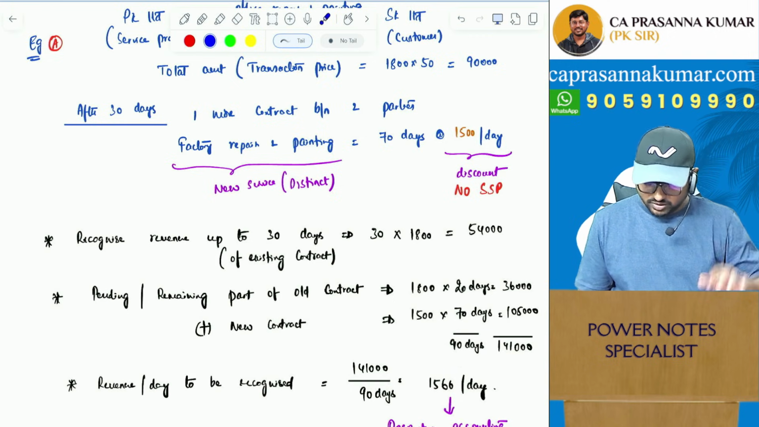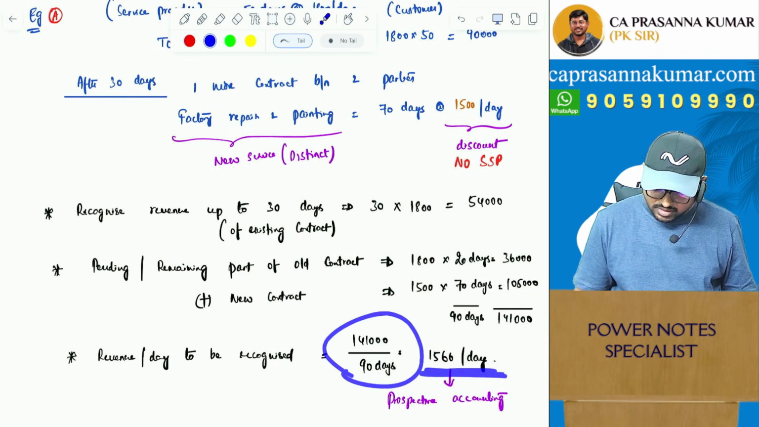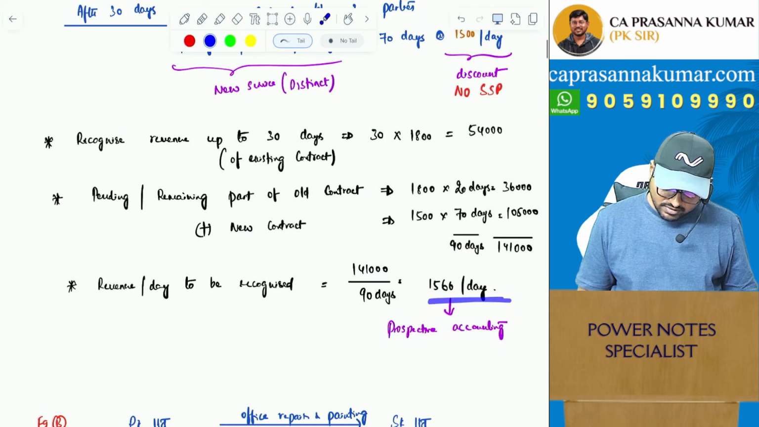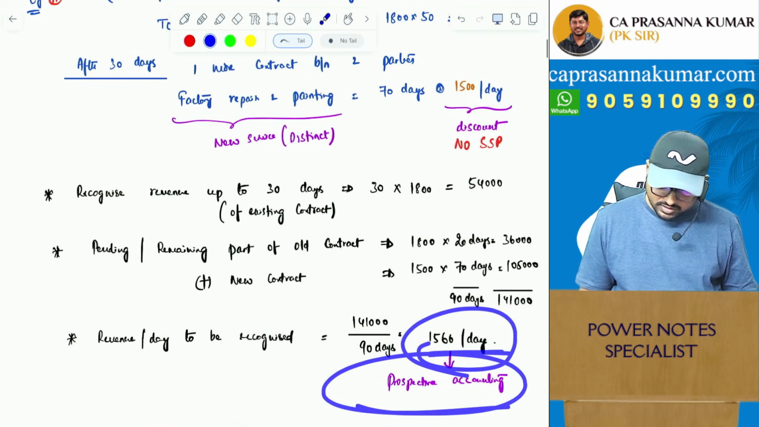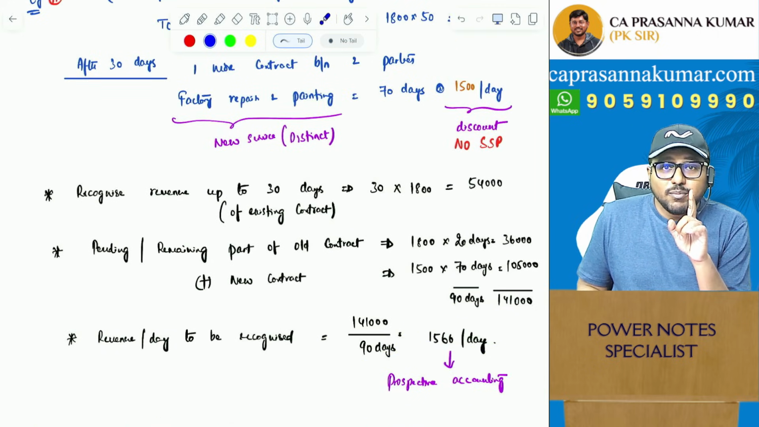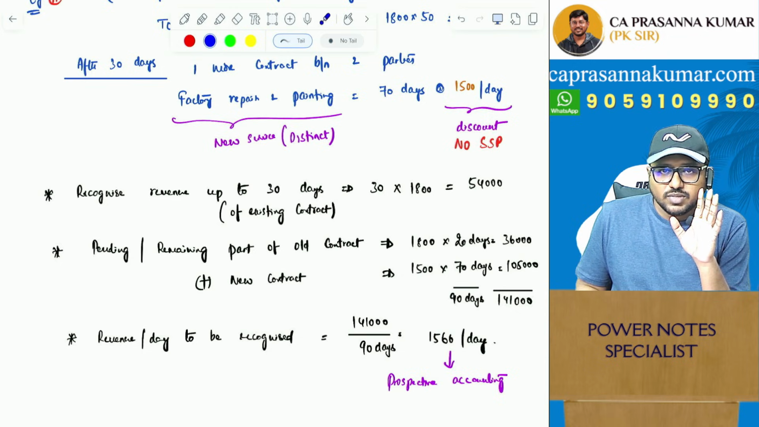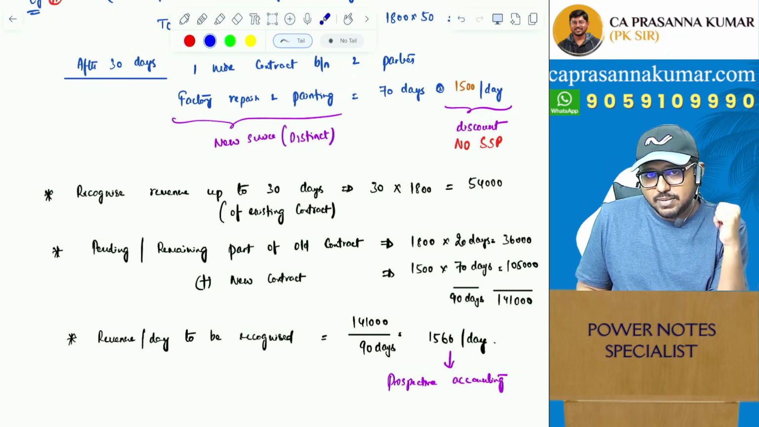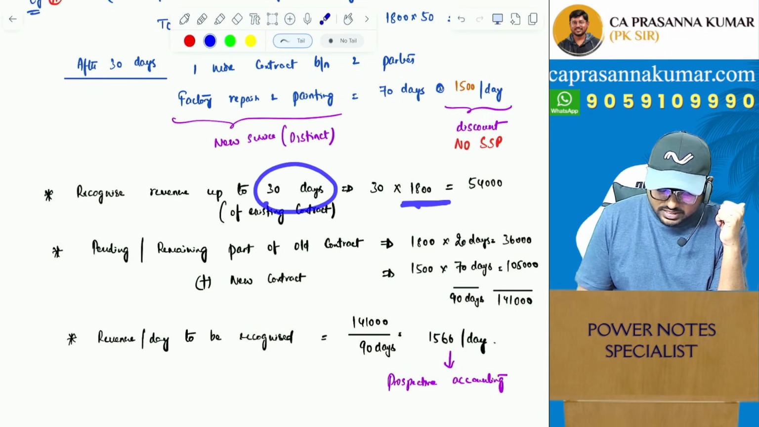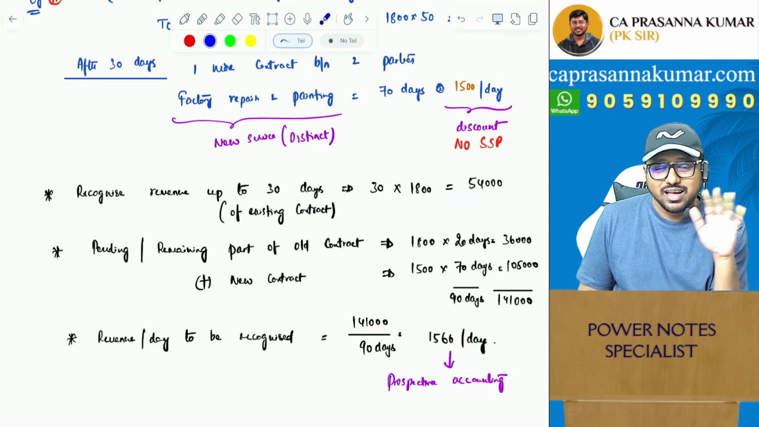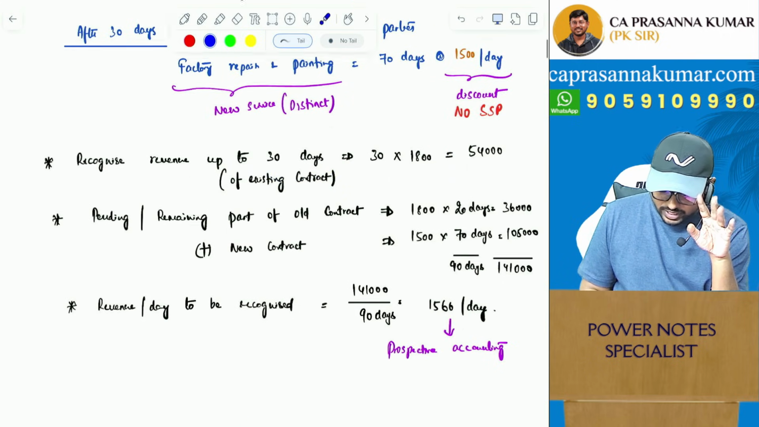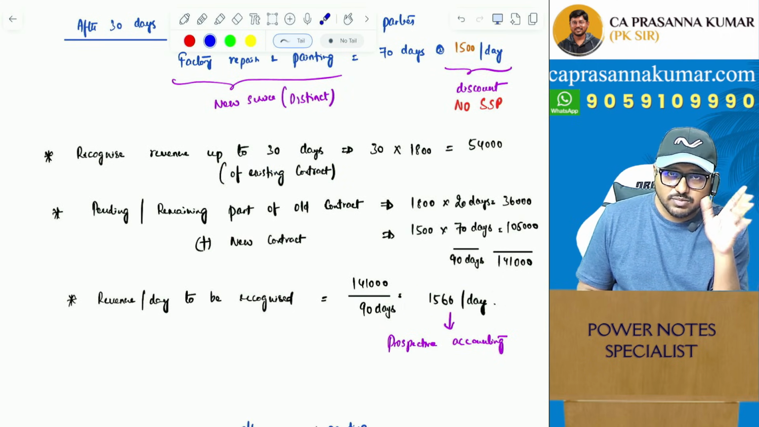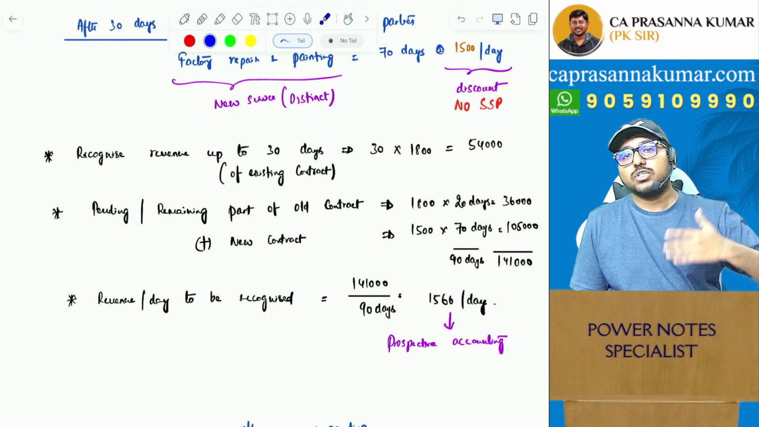Okay, divide both of them. Okay, sir, divided. On an average, how much does it come to? 1566 per day, sir. From today onwards, recognize 1566 per day. From today onwards, do not touch whatever has happened. Already for 30 days you have recognized 1800 per day, 54,000 you have done, no? That you do not touch. Today onwards, this will be your revised number. This much you recognize. This is what we call prospective accounting.